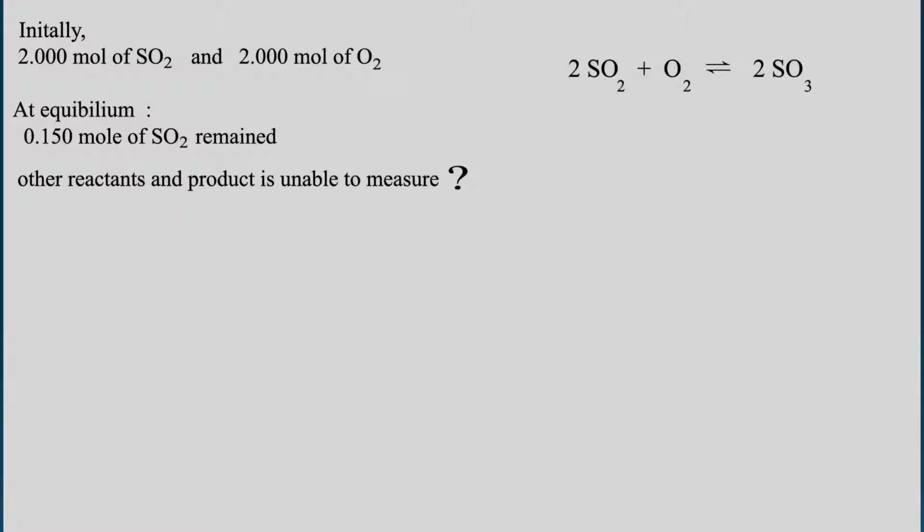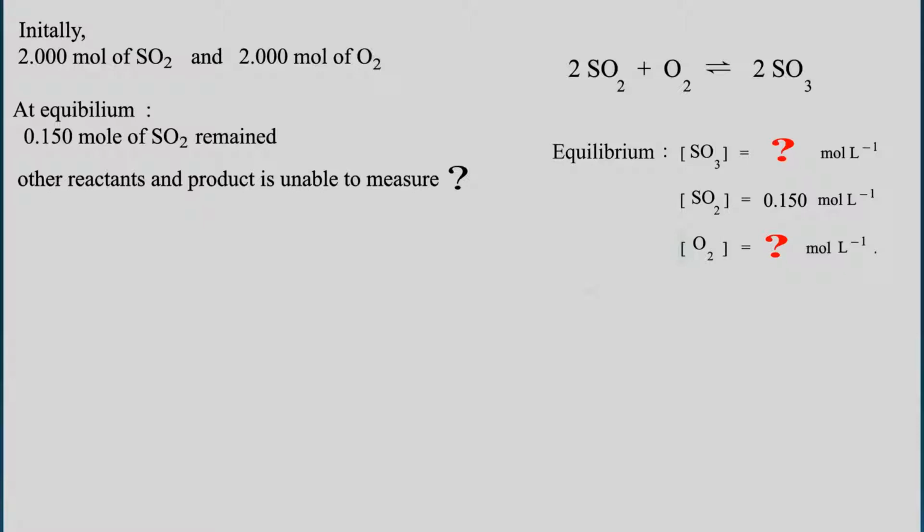Initially, they have 2 moles of sulfur and 2 moles of oxygen. At equilibrium, it gives you 0.15 mole of sulfur dioxide remaining. The other is unknown. Look at this equation. What does this information give you? Initially they give you values, but finally they only give you one value. The other value they didn't give you. So how are you going to put this information into the K equation? Too many unknowns. You can't do it.